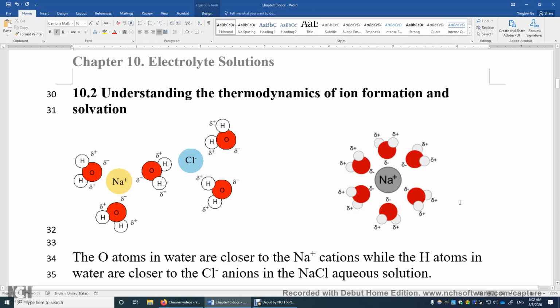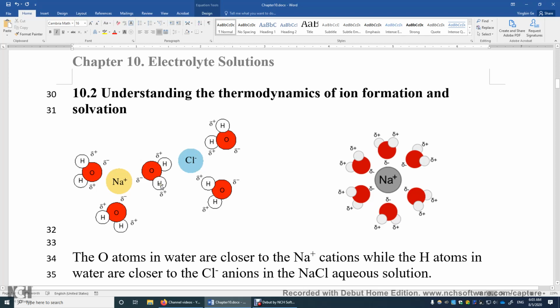Section 10.2, Understanding the Thermodynamics of Ion Formation and Solvation. On the left, you see that sodium plus and chlorine minus are surrounded by water molecules. Looking closer, you'll find the oxygen in water is closer to sodium plus. The hydrogen in water is closer to chlorine minus, simply because oxygen is partially negatively charged.